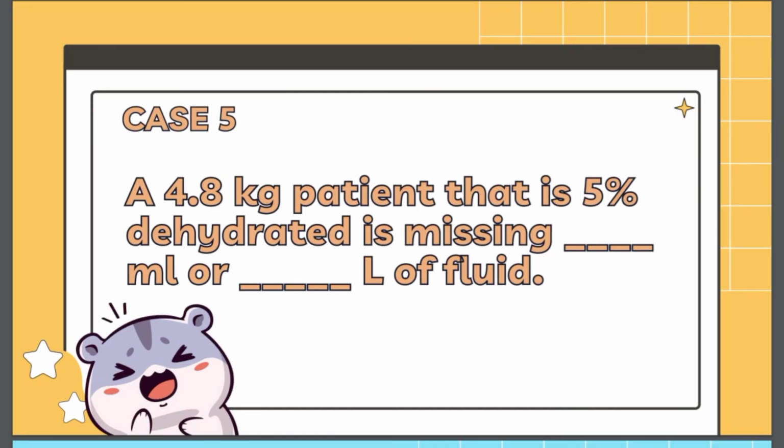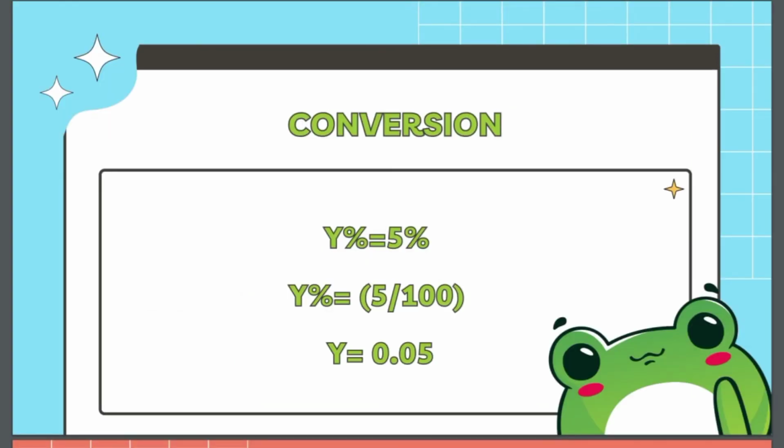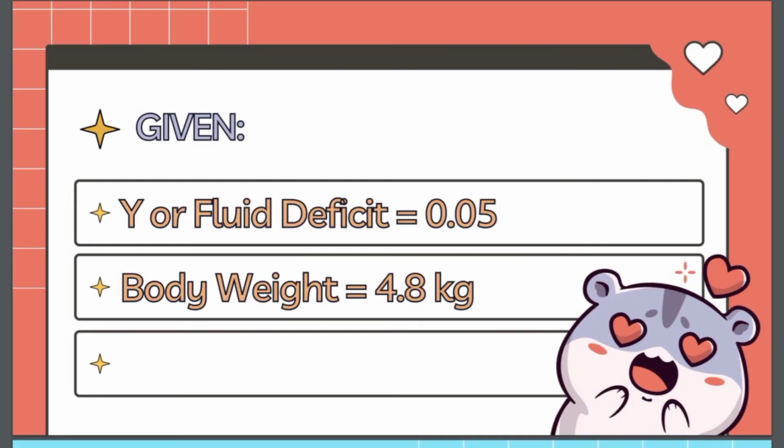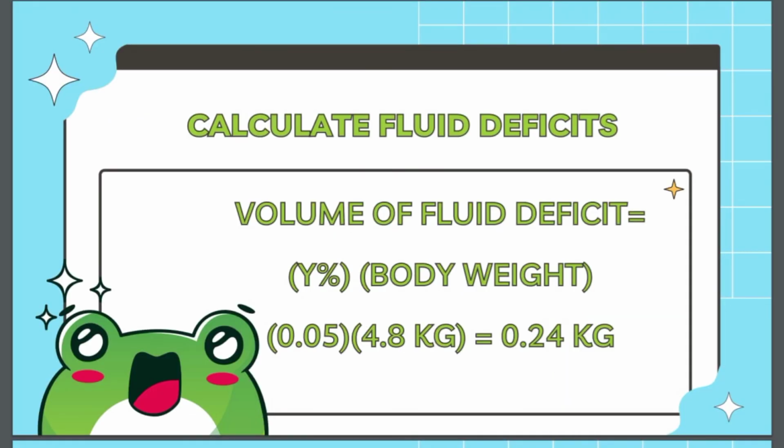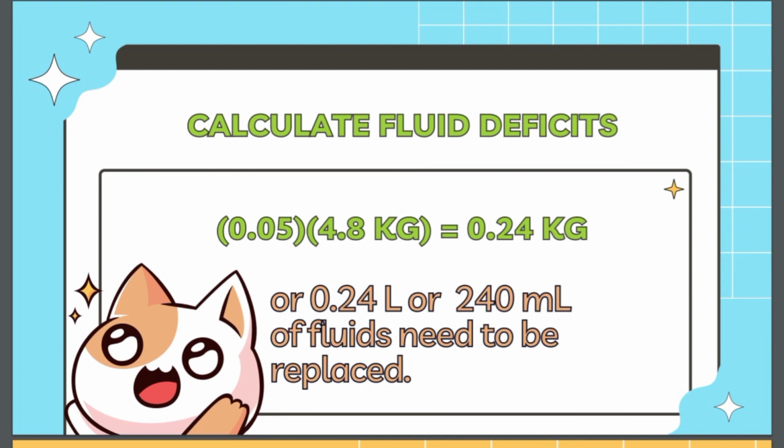In case 5, a 4.8 kilogram patient that is 5% dehydrated is missing unknown milliliters or liters of fluid. The value of Y is 0.05 and the body weight is 4.8 kilograms. We can now calculate the volume of fluid deficit. 0.05 multiplied by 4.8 kilograms results to 0.24 kilograms. Therefore, 0.24 kilograms, or 0.24 liters, or 240 milliliters of fluid is needed to be replaced.